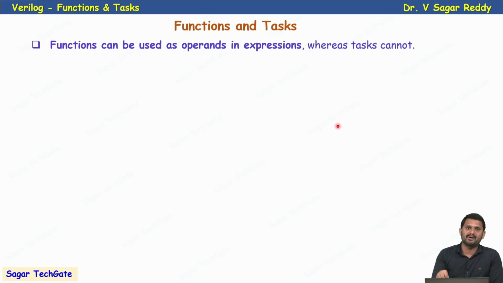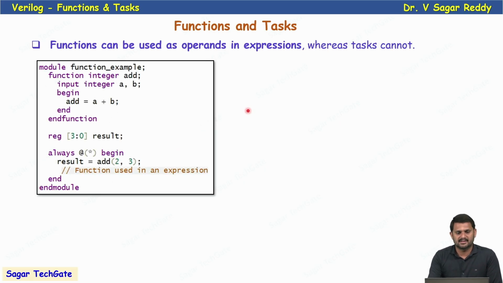Now we can use a function as an operand in an expression, but a task cannot. So for example, see, here I'll define one simple function. Function integer add has two inputs, input integer a comma b, begin add equals a plus b.